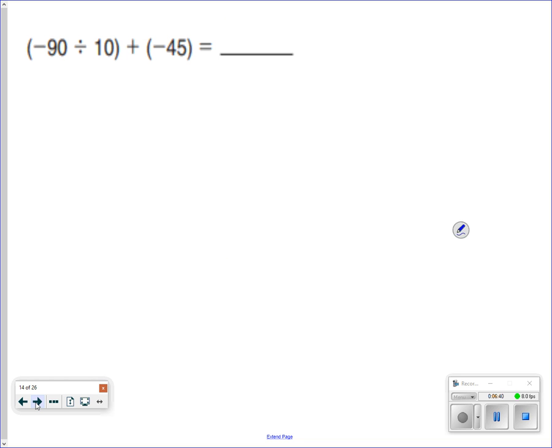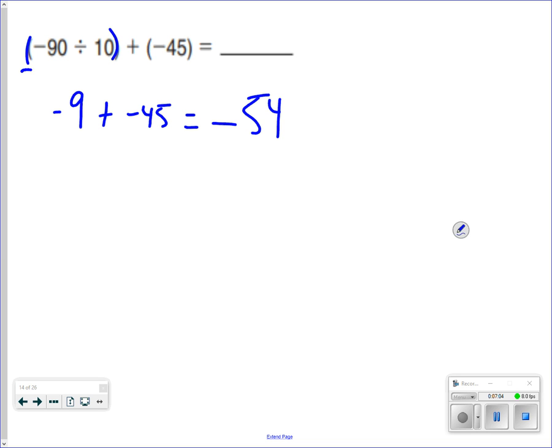Look at this one. We have a negative 90 divided by 10 plus a negative 45. Well, first of all, let's start with in the parentheses. Negative 90 divided by 10. Well, 90 divided by 10 is 9. I have one negative and I have a positive, so my answer is negative 9. Plus a negative 45. Well, I have two negatives. When I add two negatives up, I get an even bigger negative. So that would be a negative 54.